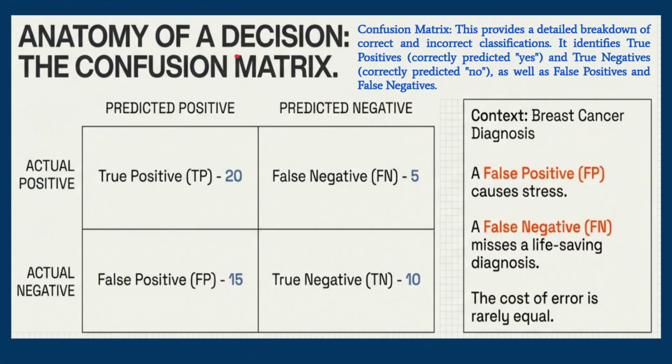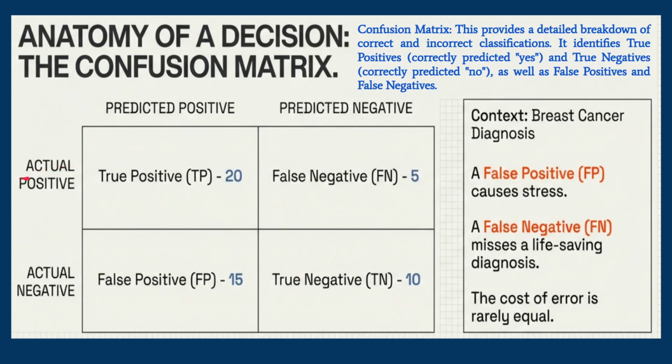And then about the confusion matrix. The confusion matrix has the following information: predicted positive, predicted negative, actual positive and actual negative. So the four cases are considered, and based on these four cases the classification is done. Okay, so what the confusion matrix says is, this provides a detailed breakdown of correct and incorrect classifications. It identifies true positives, correctly predicted yes, and true negatives, correctly predicted no, as well as false positives and false negatives. Okay, so we have the four things: actual positive, actual negative, predicted positive, predicted negative.